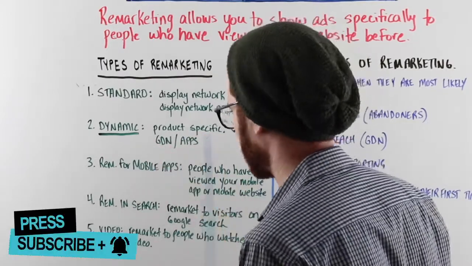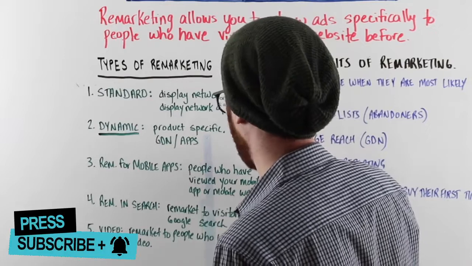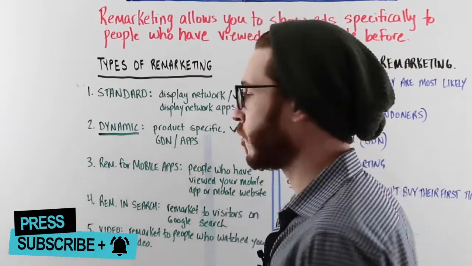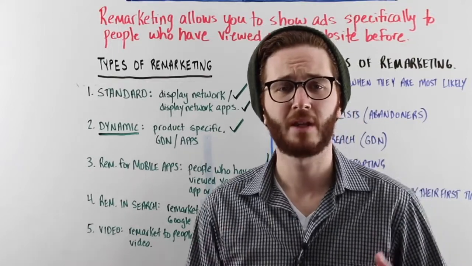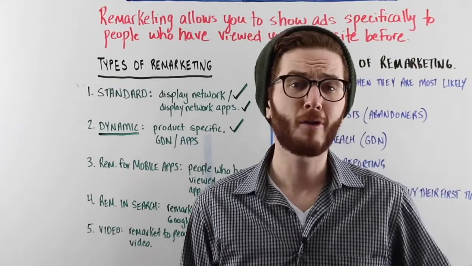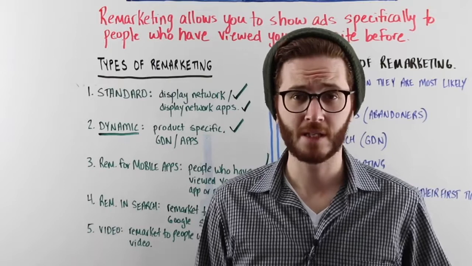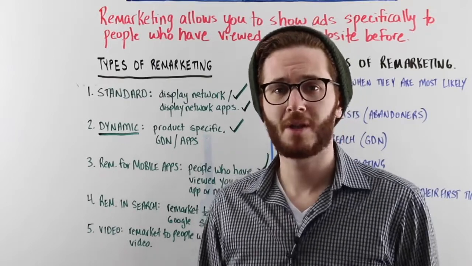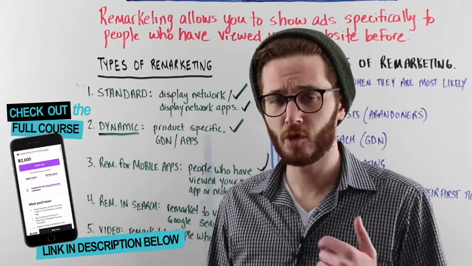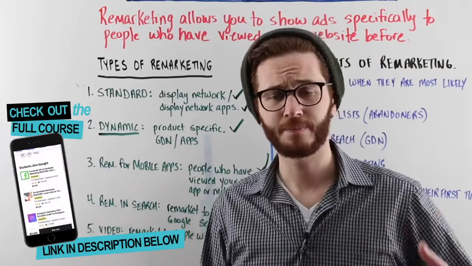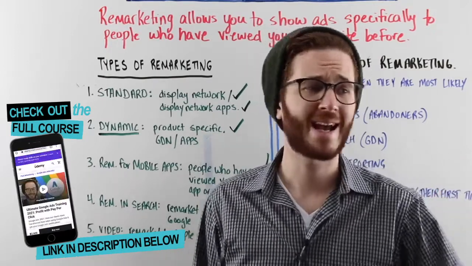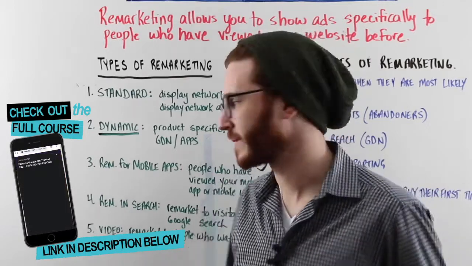So that's very particular to e-commerce. You also have remarketing for mobile apps. People who have viewed your mobile app or your mobile website, I want to specifically target them and show them ads on other mobile websites or other mobile apps. So that's specifically for the mobile experience. If you've used my app or my mobile website, you're then added to a remarketing audience, and I'm then going to show you ads as you're on other apps or other mobile websites.